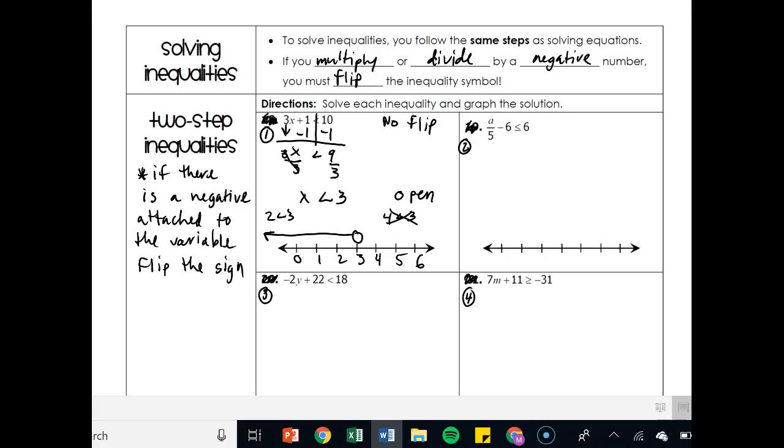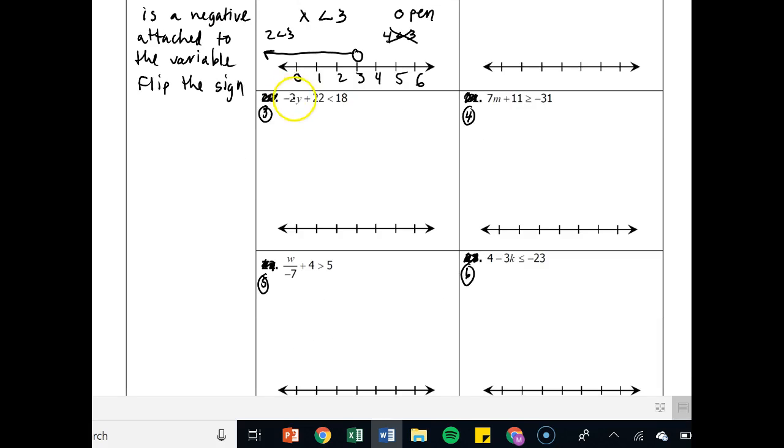All right, number 3. Here we do need to flip the sign because we have a negative attached to our variable. So we'll rewrite negative 2y plus 22 greater than 18, all because of that little negative attached to our variable. So minus 22 on both sides. We get negative 2y greater than negative 4. Divide by negative 2. And y is greater than 2.